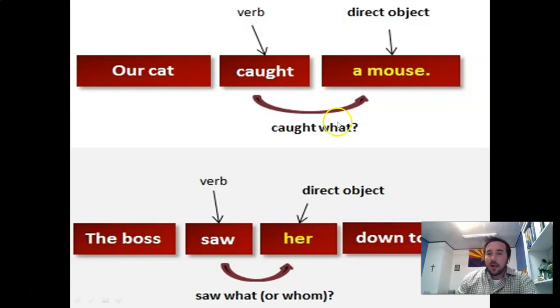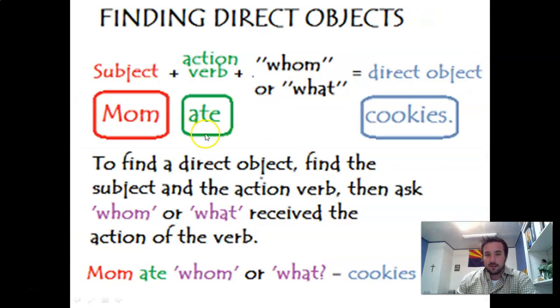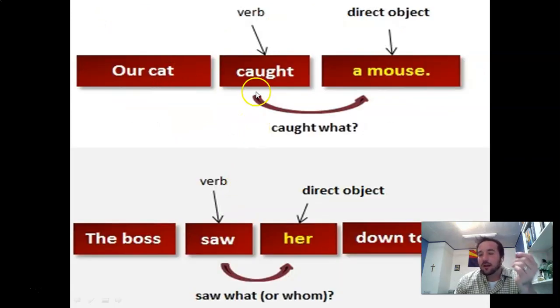Remember, for the direct object, you could ask what or whom. Going back to this, it's what or whom. Okay, mom ate, in this case, it's not mom ate whom, right? It's mom ate what? Cookies. In this case, our cat caught what? Mouse. The boss saw whom? Her. Don't get confused about the extra words in there. Now, those are needed, but the boss didn't see downtown, right? The boss saw her. Downtown just simply shows where he saw it.